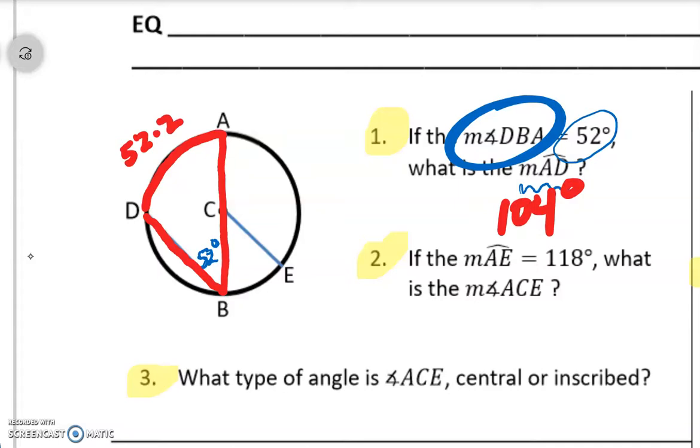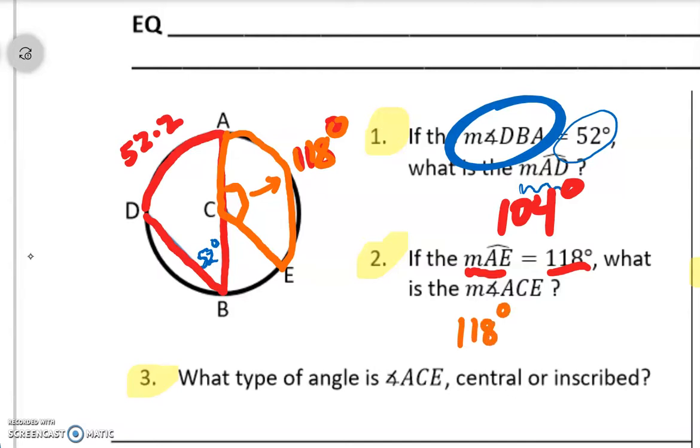Question 2, if the measurement of arc AE is 118, so I'm going to make that 118 right here. Let's use orange. 118. Then what is the measurement of angle ACE? So this is ACE right here. We know that that is a central angle, and that is the intercepted arc. They are the same measurement because it's a central angle. So therefore, that angle must be the same.